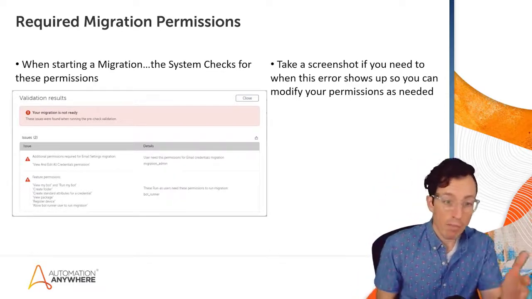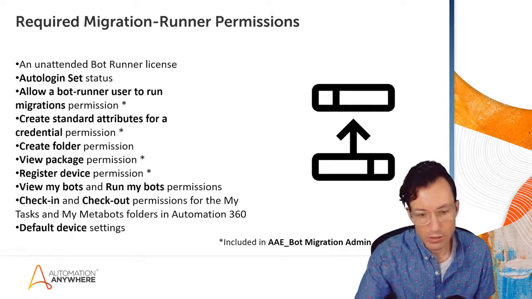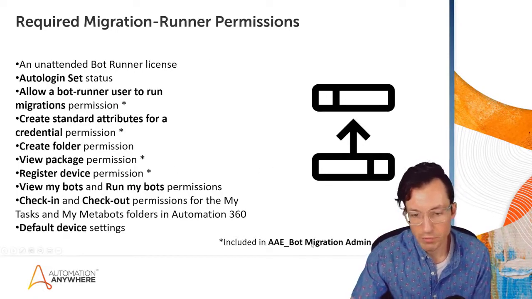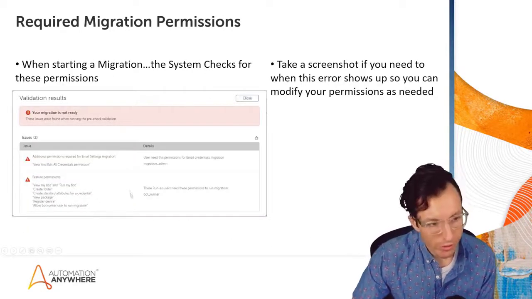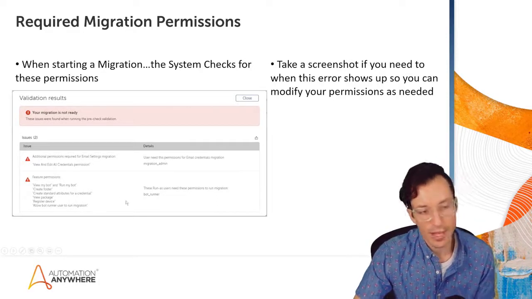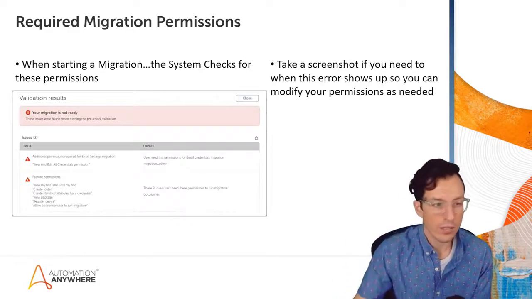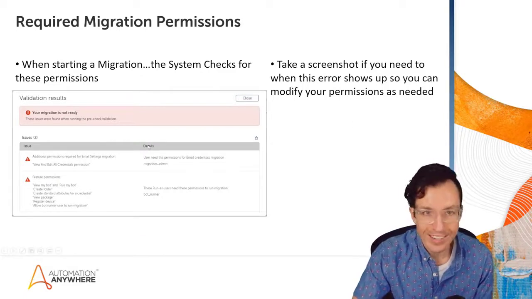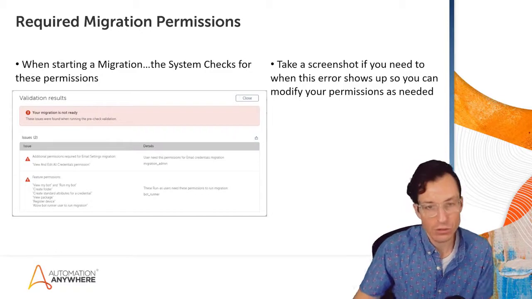So if you get a message similar to this, don't freak out. You can just use the same role we just talked about, the AAE bot migration admin. That should address all of this. If there's something like the default device isn't set or something like that, you will have to go and address that. The easiest way to deal with this is just to take a screenshot like I did here and then go check those specific permissions that are missing as you set up that account.